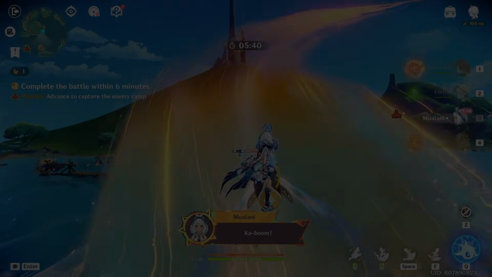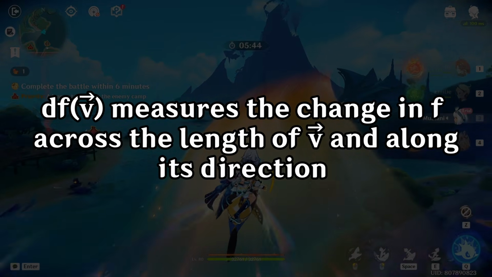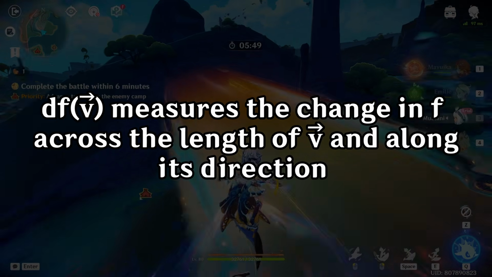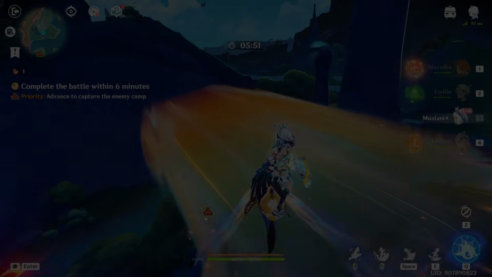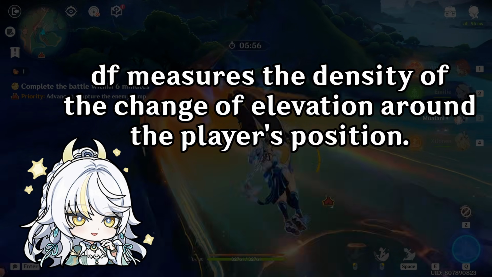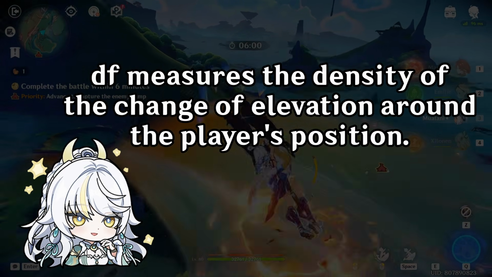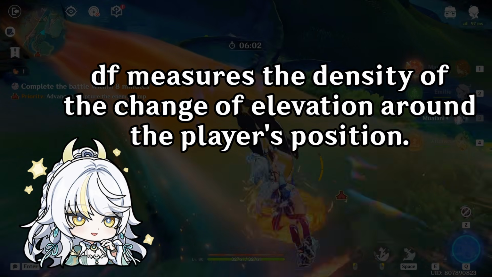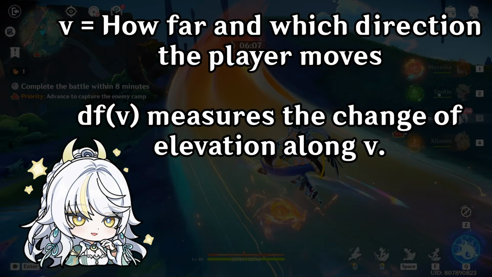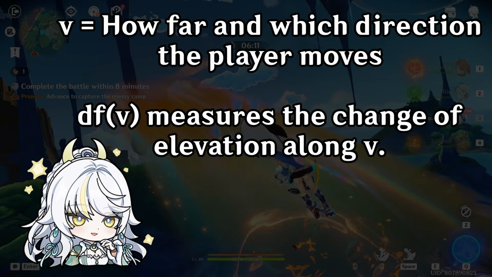Once you input a vector into df, notated as df of v, that's when it measures the change across the length of the vector and along its direction. For our example with climbing Joy and Karst, the differential df holds information about the density or concentration of elevation change at points around the player's position. Once we input a vector that shows which direction and how far you'll walk, the differential will output the change in elevation along it.